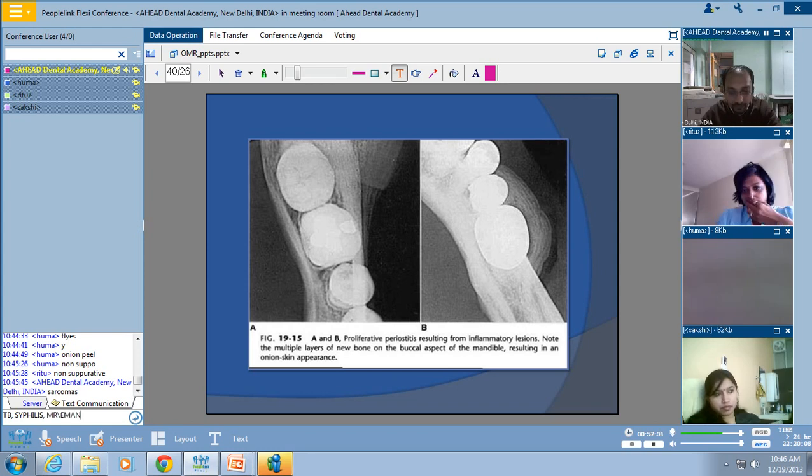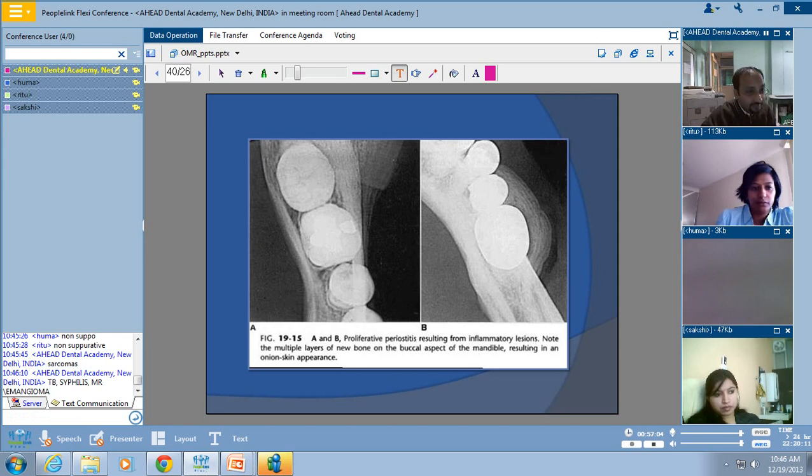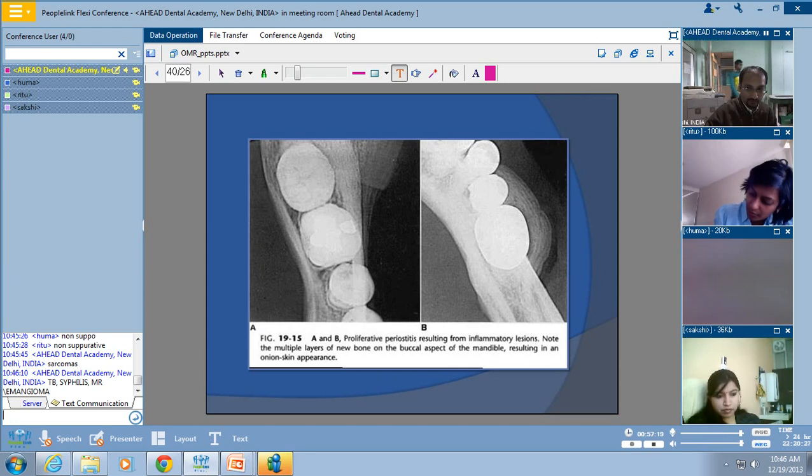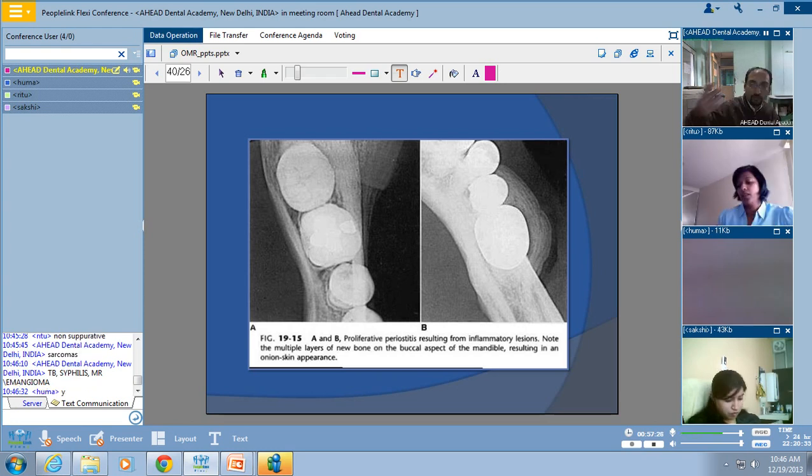TB, syphilis, hemangioma, sometimes in metastatic carcinoma. In all these conditions, we come across these findings. Is it clear? The onion peel appearance is seen in addition to sarcomas, TB, syphilis, hemangioma. Now, if I ask you a simple question, among the sarcomas, we have four sarcomas, right? Osteo, Ewing's, fibro, chondro, bony sarcomas.